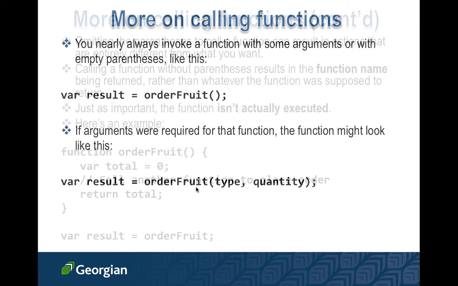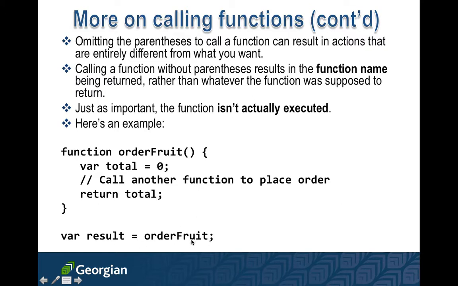But be careful, because if you use the result equal to the order fruit function without the parameters, what am I doing here? I'm not returning the value of order fruit. I'm creating a new alias for the order fruit function. I'm renaming it, in fact. Now my result variable is also the order fruit function. All I'm doing is creating a pointer to point to the order fruit function, which is not what I want, typically. Unless I want to create an alias for a grouping of functions and classes to make it easy on my life.